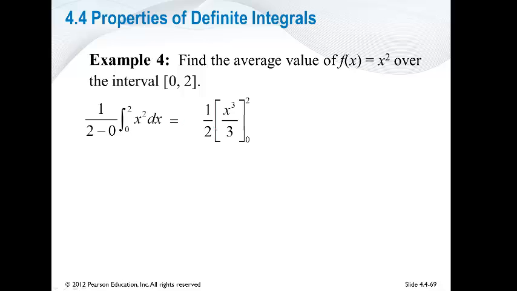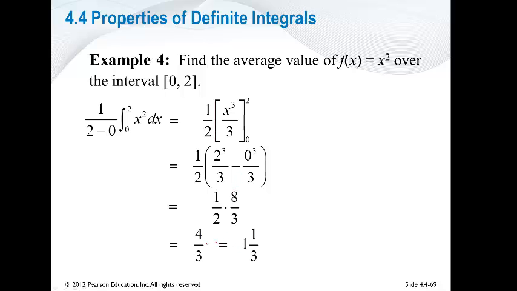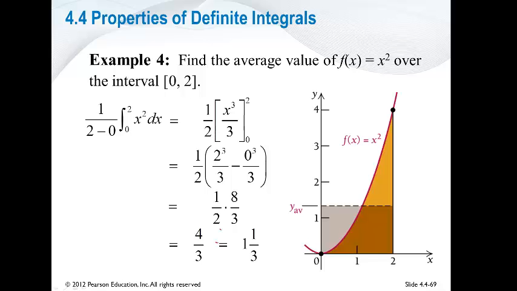Well, this is no problem to calculate, right? We take 1/2 and then we find the antiderivative of x squared, which is x cubed over 3, within 0 and 2. And then we just substitute the values 2 and 0, and we get that the answer is 4/3, or 1 1/3. If you take a look at the graph, it will give you a meaning to this theorem and to this example.